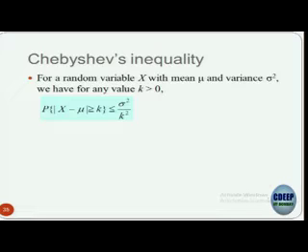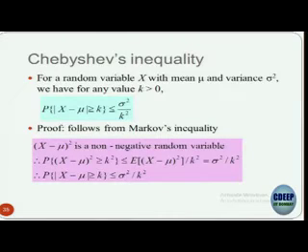Then using Markov's inequality, we derived Chebyshev's inequality. This version of Chebyshev's inequality is a lot more elegant and compact than the other versions we have seen in the earlier chapters. The proof of Chebyshev's inequality follows almost immediately from Markov's inequality. The only real step is we are going to regard (x minus mu) squared as a non-negative random variable, because x is a random variable and this is a function of x and clearly it is non-negative.